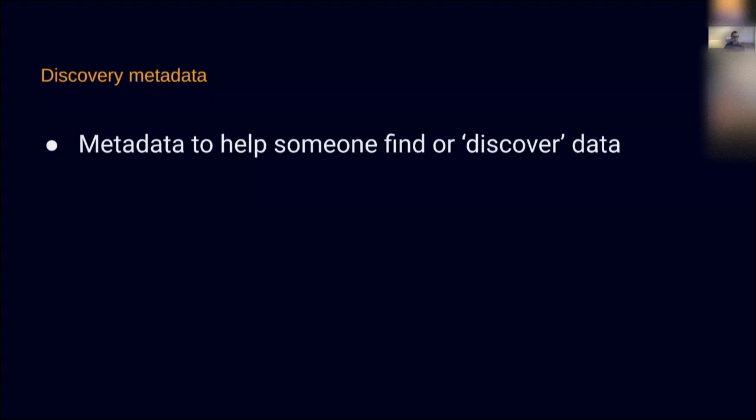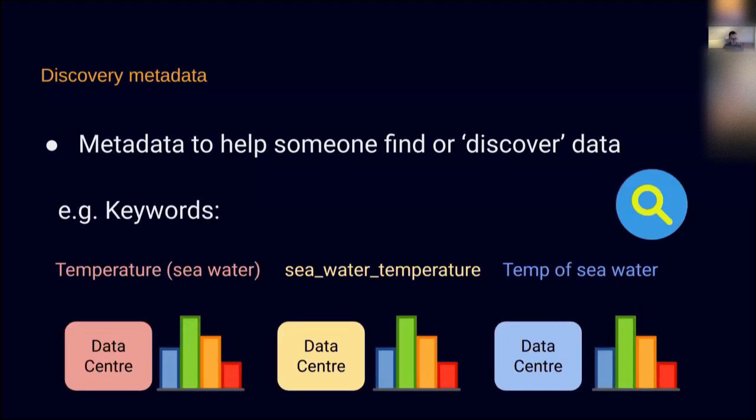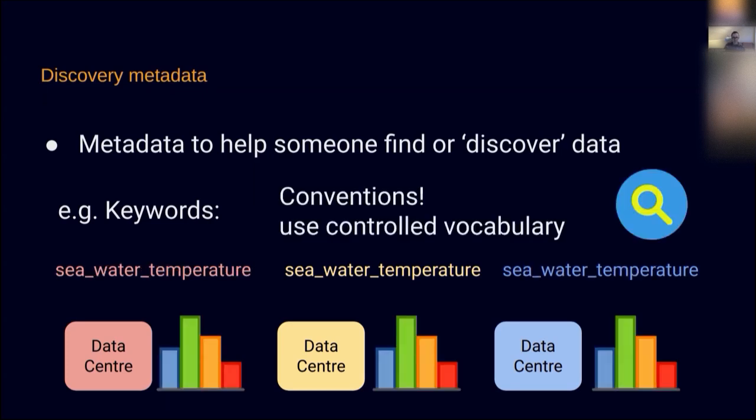So to make this possible, we need each data set to have what is called discovery metadata, which is metadata that helps someone find or discover data. An example of this is the keywords. If we have different data centers that are using different keywords for essentially the same thing, when we're trying to provide a searchable catalog for this, it's very difficult because then you have to go and select each of these keywords individually. And this is why it's important that we use controlled vocabularies and conventions for this. If everyone is using the same word for seawater temperature, we can create a filter option on the side where you can return all the seawater temperature data.